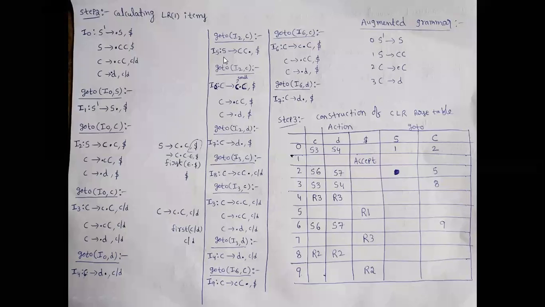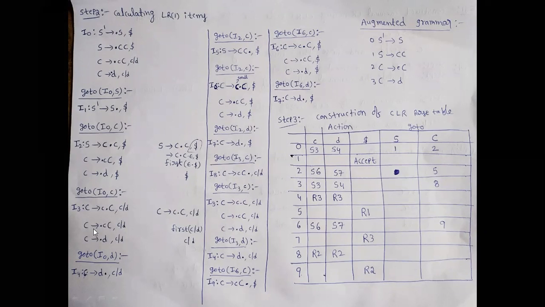Here we are having, yes. So there is no production in this one. So we are naming the new state that is I8. Then we are applying go to of I3 comma small c.